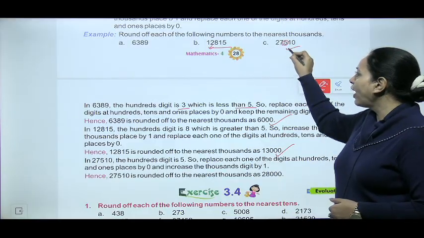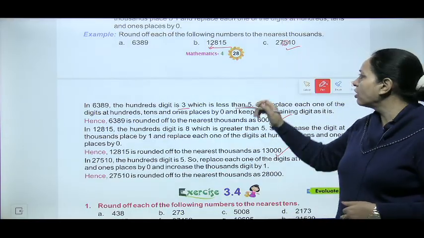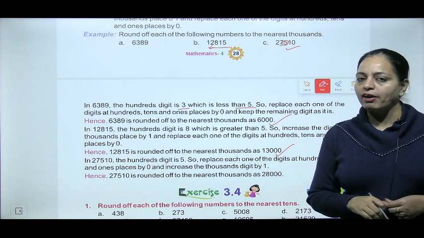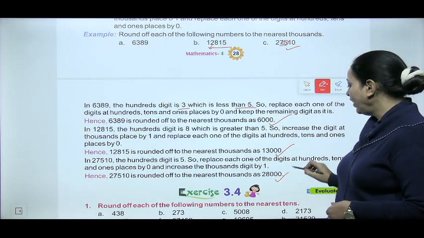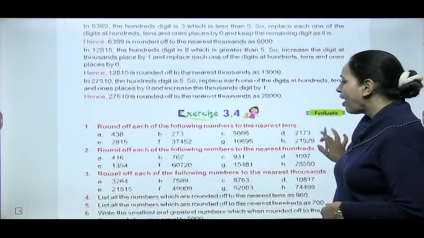Now the next, 27,510. This is 5, equal to 5. So change the thousands digit, increase it by 1. It becomes 8 and the rest 0. 28,000 is the answer.